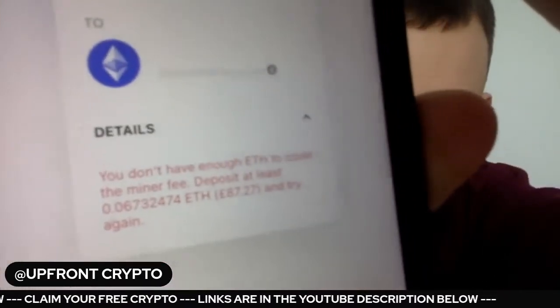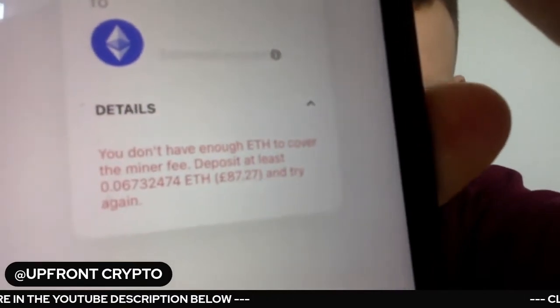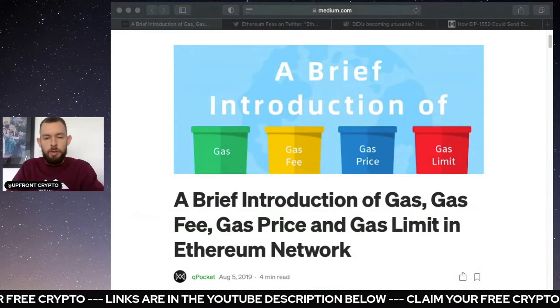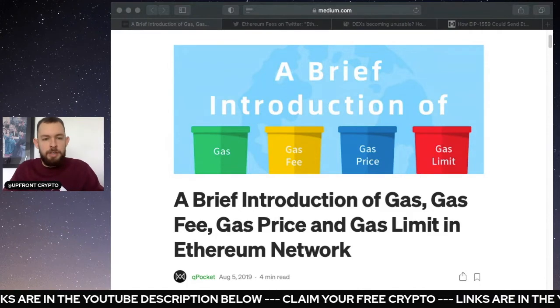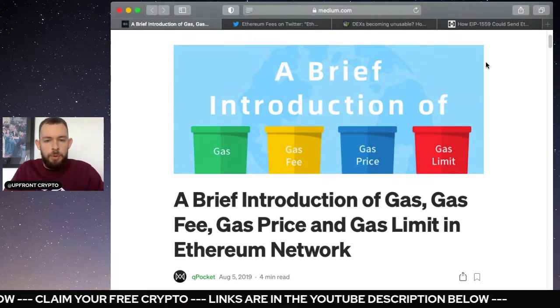So if I'm on Uniswap and I'm looking at exchanging some Celsius to Ethereum, if you look at what it's quoting me for the fee here, look at that. The miner fees for that, £87, which is probably nearly $100, which is very high at the moment. So, to understand why, we need to look at what Ethereum gas prices are, what it is, and what it means going forward.